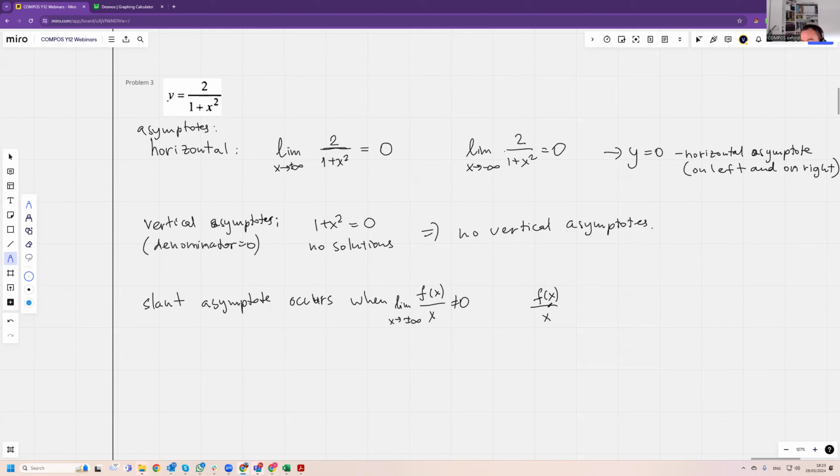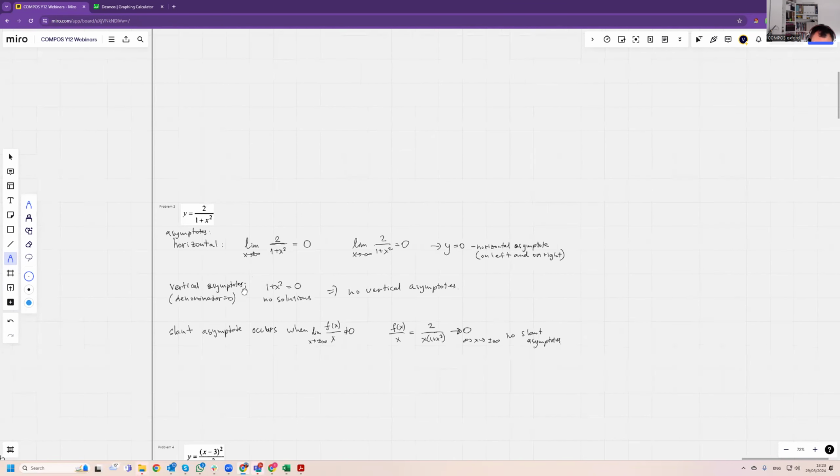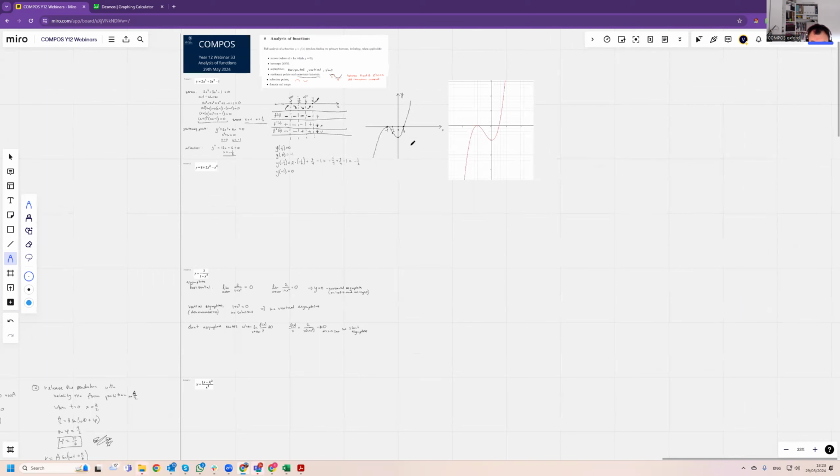Sorry. F of x divided by x is going to be 2 divided by x times 1 plus x squared. And clearly that tends to 0 as x tends to plus or minus infinity. So there's no slant asymptotes. With this method, you would separate and then draw the asymptotes separately. So it's just like an addition, a separate addition for this method.